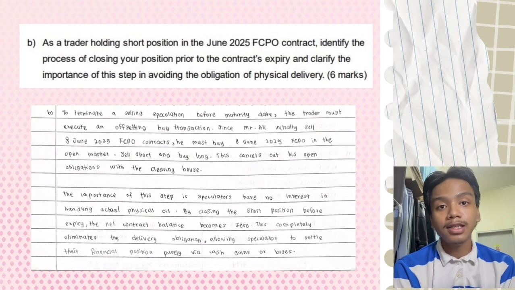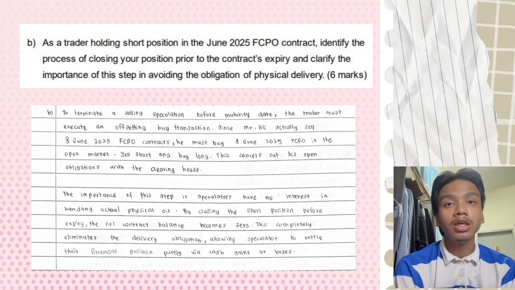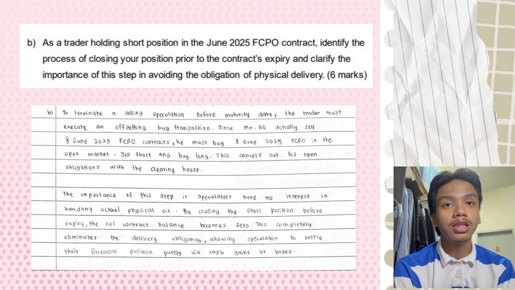Finally, let's address part B from the question. If Mr. Ali holds this contract until expiry, he would legally be obligated to physically deliver tons of crude palm oil. Since he is a financial speculator, he has zero interest in handling actual physical oil. To avoid this, he must execute an offsetting buy transaction in the open market before the maturity date. Since he initially sold short, he must buy long. This offsetting trade perfectly cancels out his open obligations with the clearinghouse, dropping his net contract balance to zero and allowing him to settle his position purely in cash.